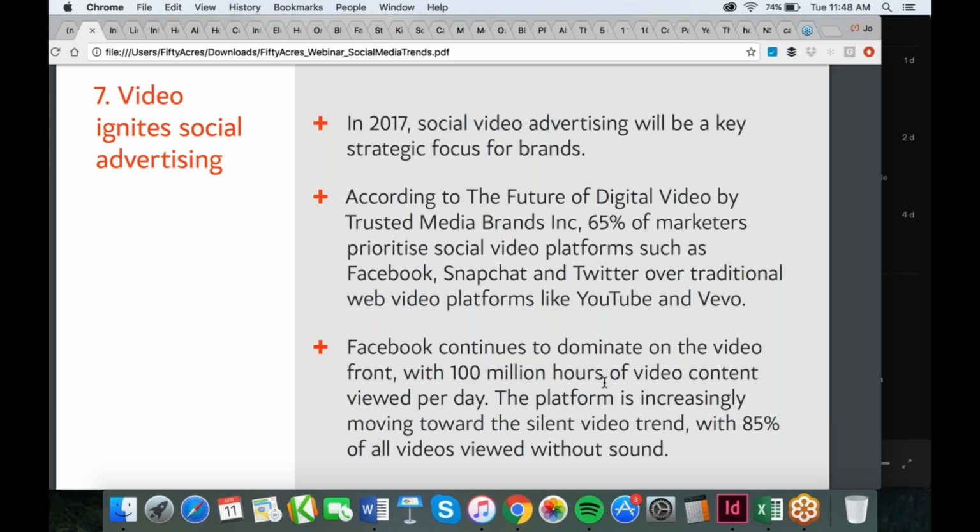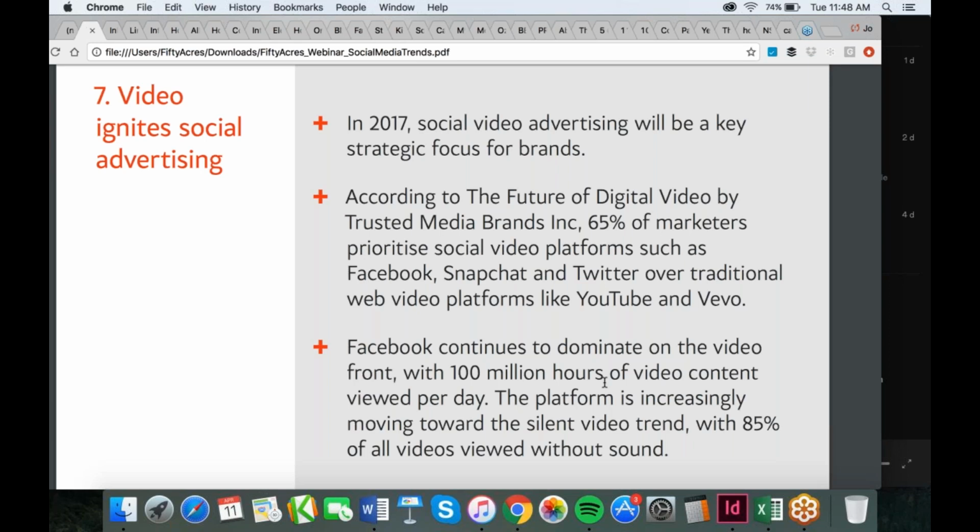So it's really interesting, isn't it? Facebook continues to dominate on the video front with 100 million hours of content viewed per day. That's a lot of video, and it explains why my Wi-Fi bill is so high, I think, in terms of my 2 children. But the platform is increasingly moving towards the silent video trend, with 85% of all videos viewed without sound.